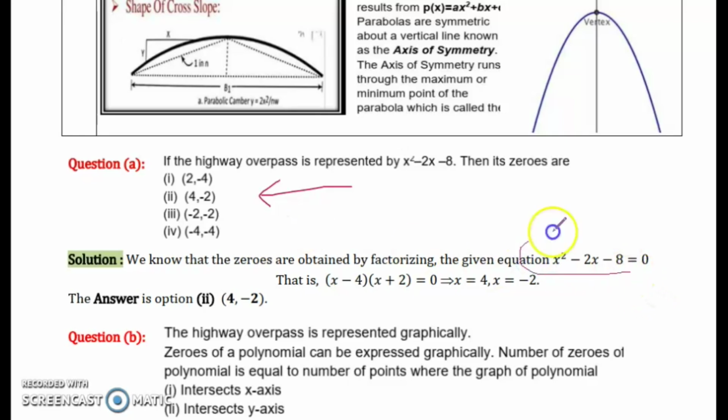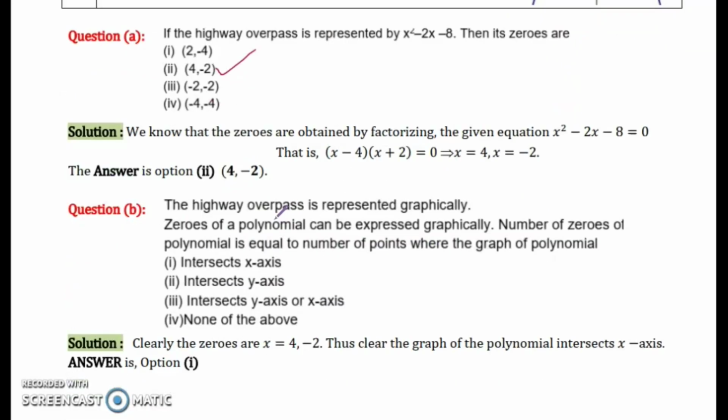Therefore, take the given equation. Zeros means the roots, right? Solve the equation. We are getting x minus 4, x plus 2 equal to 0. That means x is equal to 4 and x is equal to minus 2. That means the points are 4 comma minus 2. That means our correct option is option number 2, right? Now let us get on to the next problem.